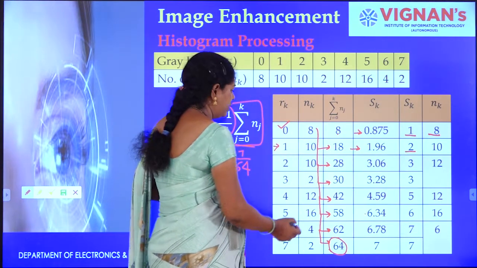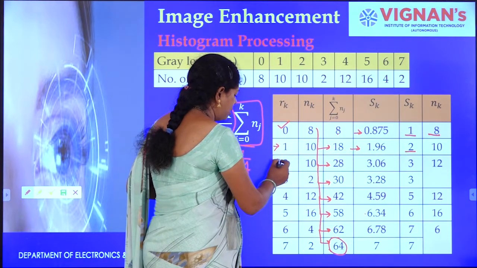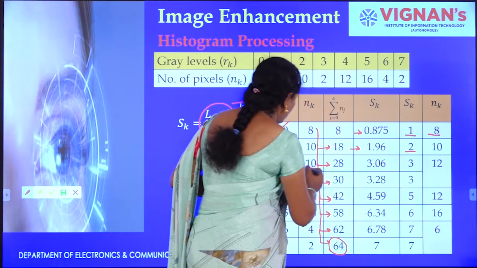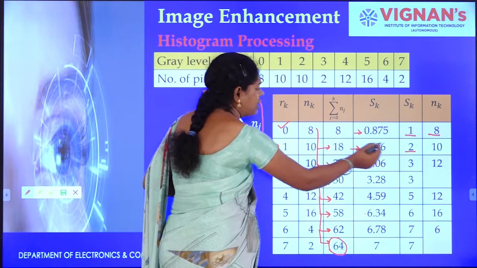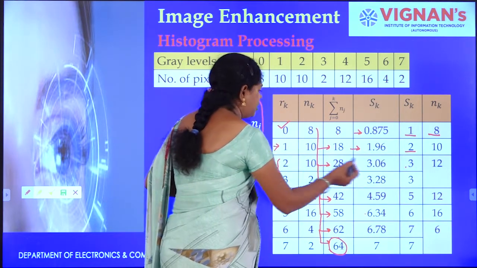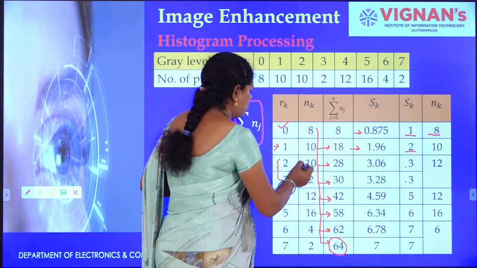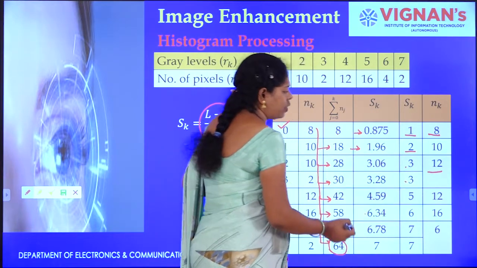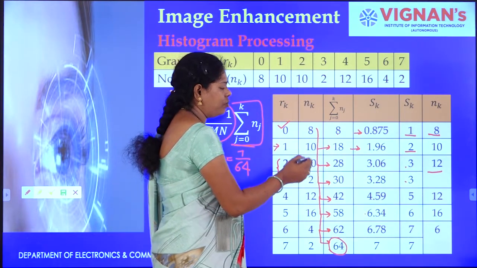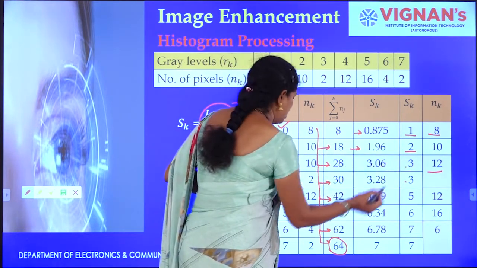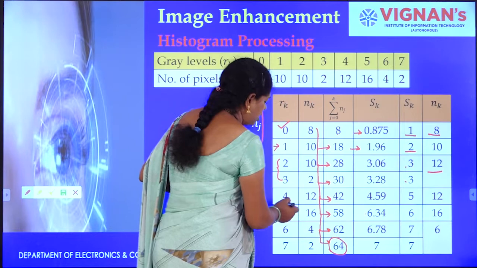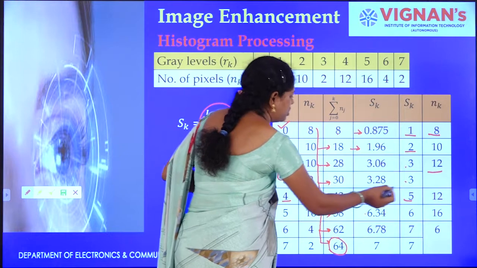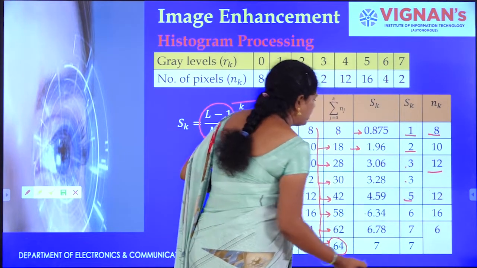The next thing here, 2 and 3 in the input image, both are mapped to 3. So wherever the 2 is there, it will be replaced with 3, and 3 is as it is with 3. So the summation of these two, 10 plus 2, is 12. In the equalized image, the intensity 3 will be placed 12 times. Next, the 4 is replaced with intensity value 5. So it will be 12 times. So the 5 will be placed 12 times in the image.